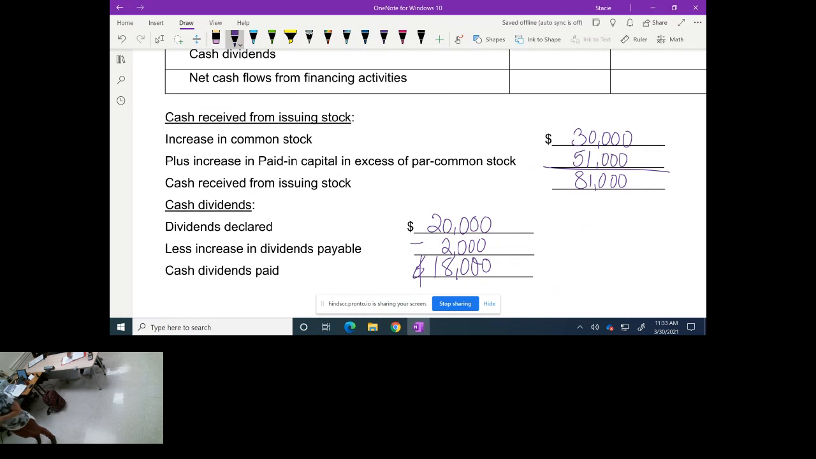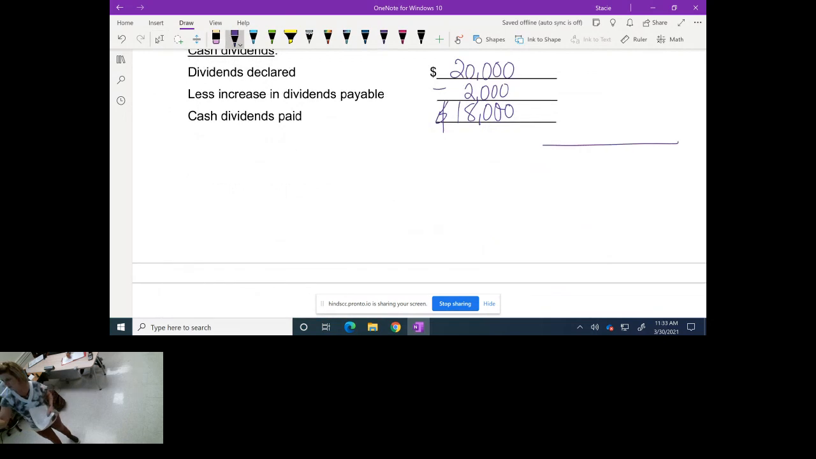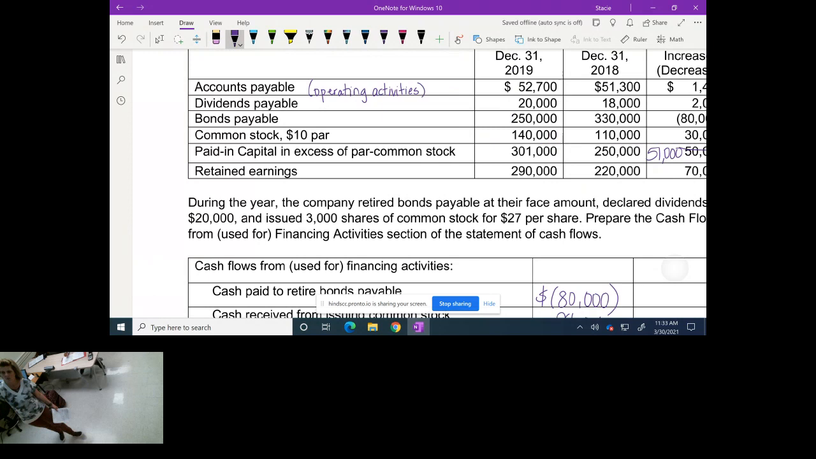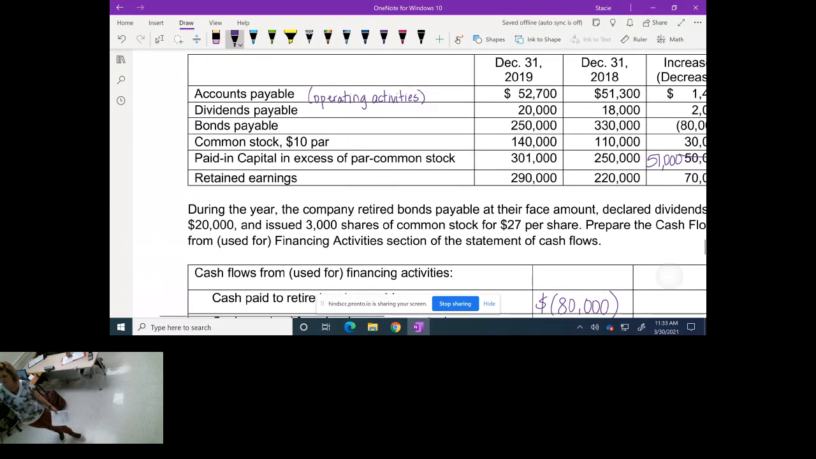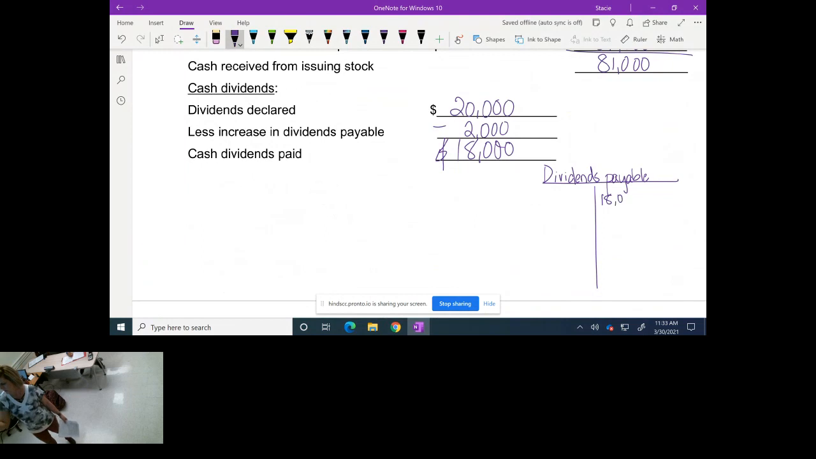Let's do a T account for dividends payable. We've got the beginning of the year, our dividends payable is 18,000. This is your beginning balance because it's the ending balance from last year. They tell us that they declared dividends of 20,000. What entry do you make when you declare dividends?